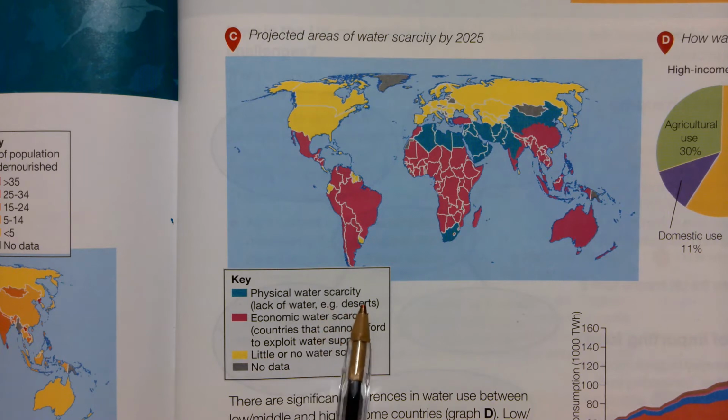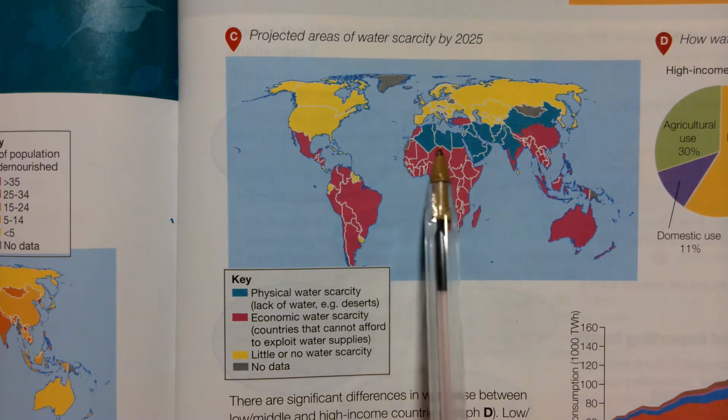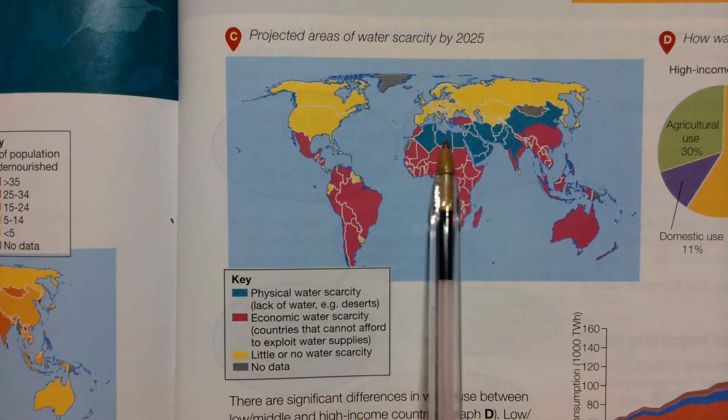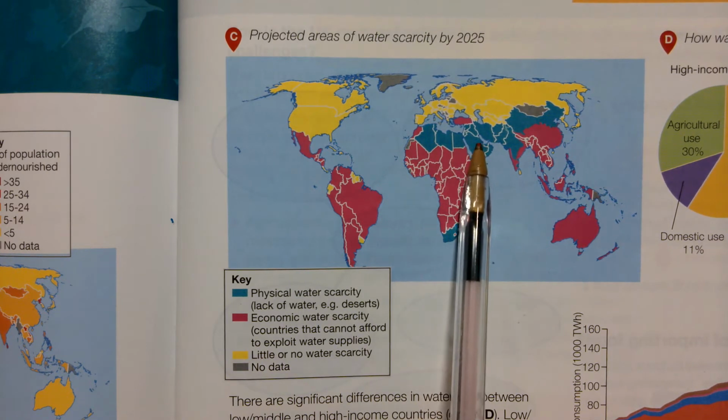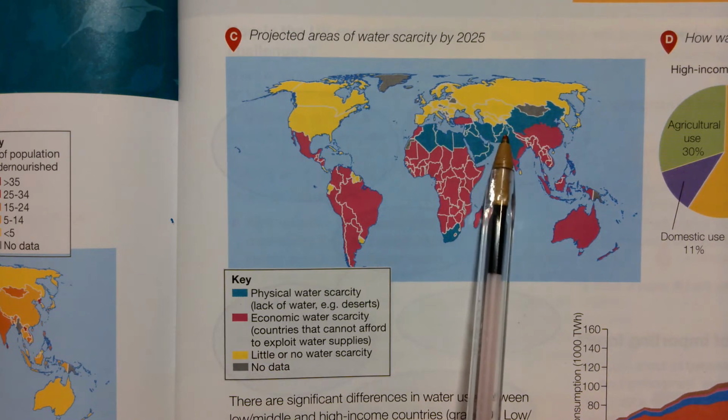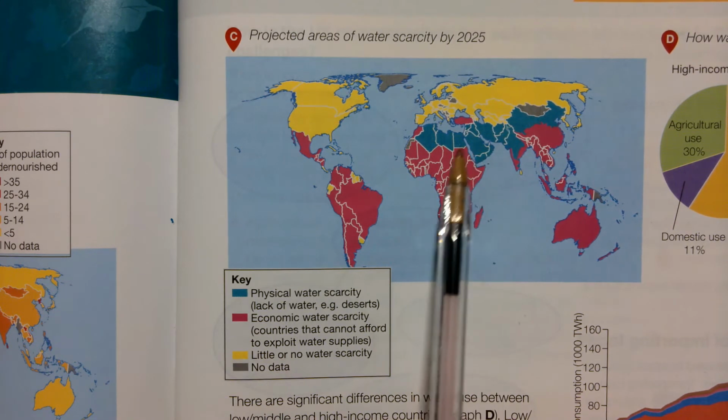So typically we'd find that in deserts, and we can say that exists here, largely occupied by the Sahara Desert, the Arabian Desert, and then we have the deserts of India, Pakistan.